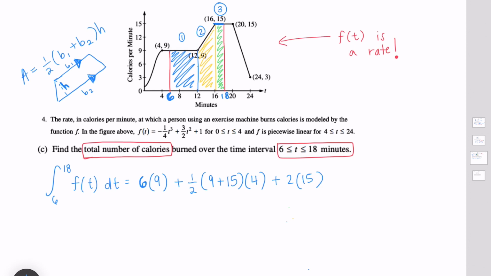Now here I would like to emphasize that for the free response questions, they always encourage you to not simplify your answer. So this would technically be enough. However, we will need this value in the next question, so I'm going to go ahead and simplify it all the way through. So 6 times 9, that's 54. Over here, the 2 and the 4 will cancel, or simplify rather. So we have plus 9 plus 15, that's 24, times 2 plus 30. So we have 54 plus 48 plus 30, which when you add them all up, we get 132.